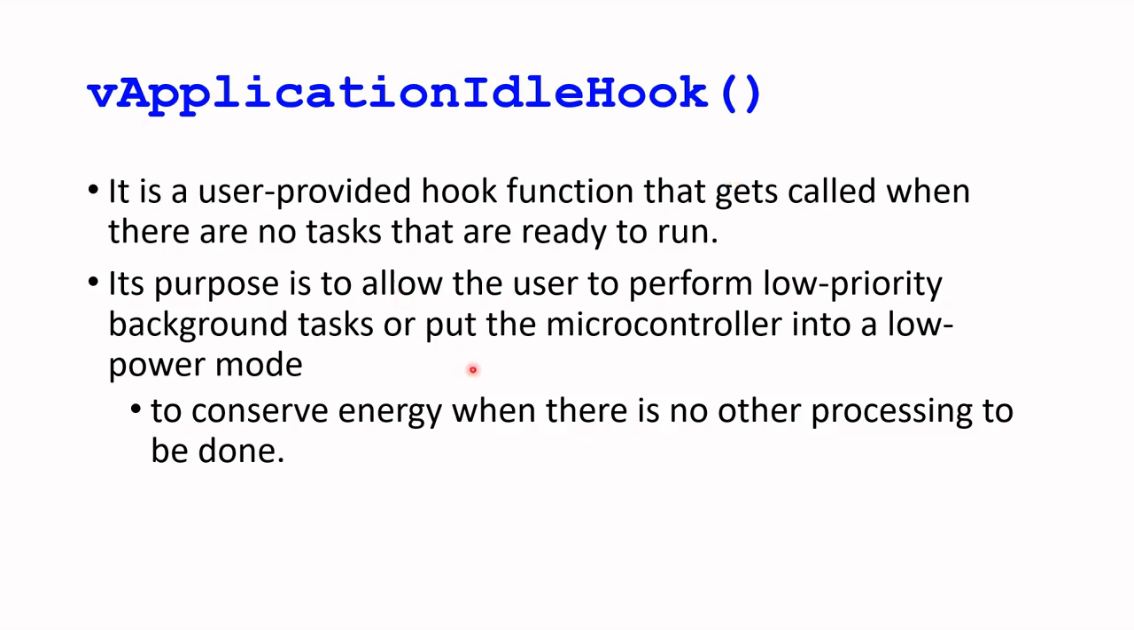Now in our example, we are not providing any low priority background task at all, but we need to include this in the code. If you don't have this in the code, you will get an error during compilation. All right, I'll demonstrate this in a minute. All right, so that's the vApplicationIdleHook function.